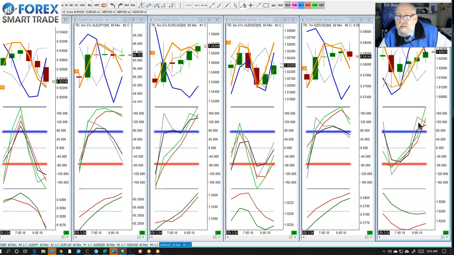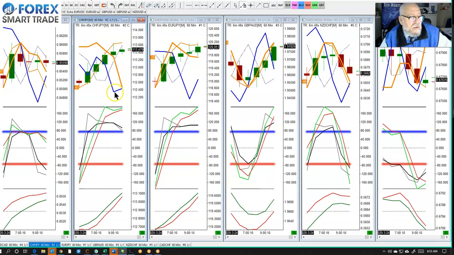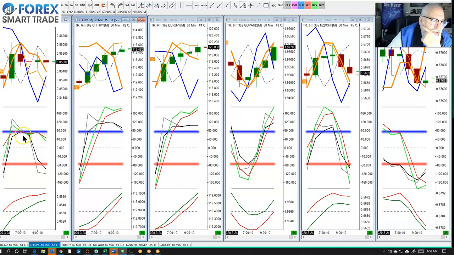Overbought on Euro Australian dollar, but pointing up. Australian Canadian dollar. We are in the middle of the channel, kind of slightly going down. Miners have already run through the channel.